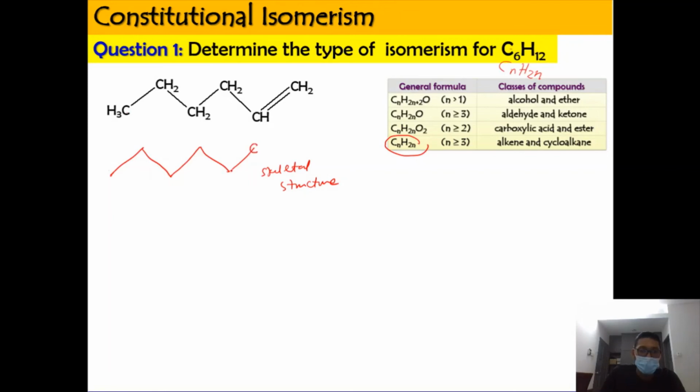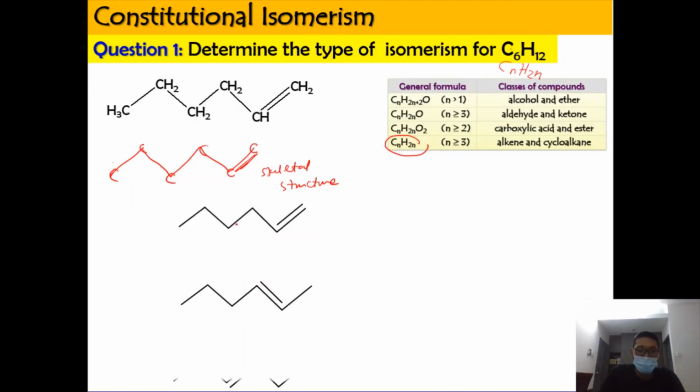So we have 6 carbons, and one of the carbons is going to have a double bond. In the skeletal structure, the hydrogen is hidden, as you have learned in the first video of chapter 4. We have to determine the type of isomerism. For this structure that I have drawn, firstly I put my double bond here, but I can also put my double bond here. There's no problem with that.